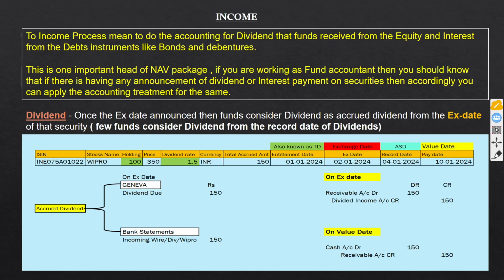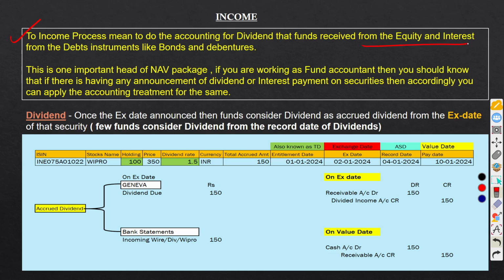Fund income means the income process, which is to do the accounting for dividends and the funds received from equities, because funds invest in different equities. It is also the responsibility of fund accountants to ensure that they record that transaction in the books of account in a timely manner.